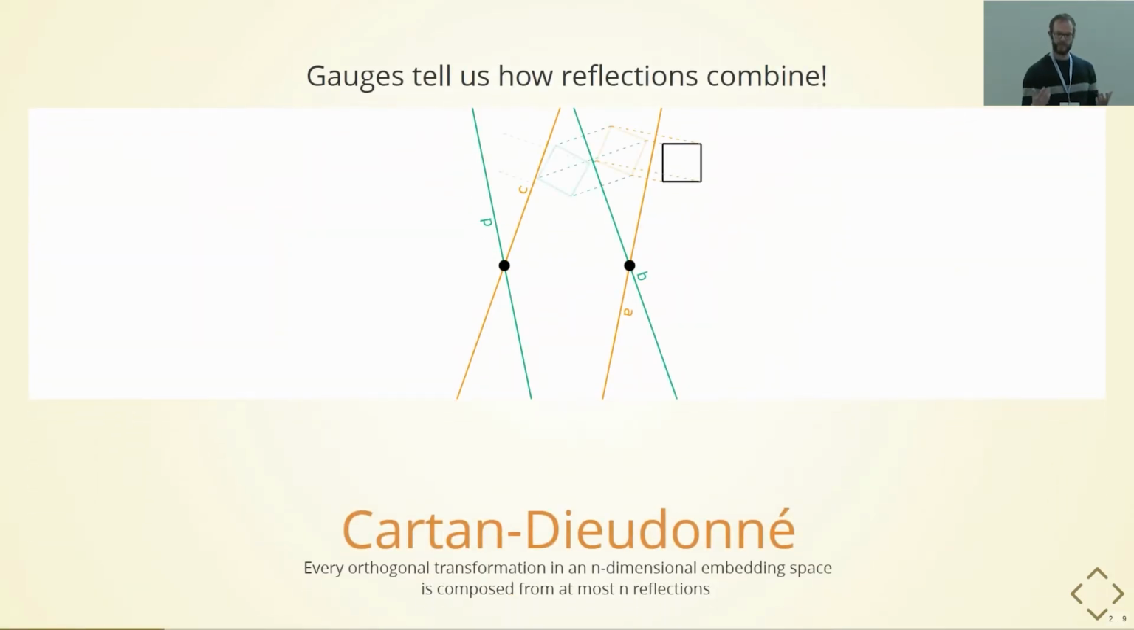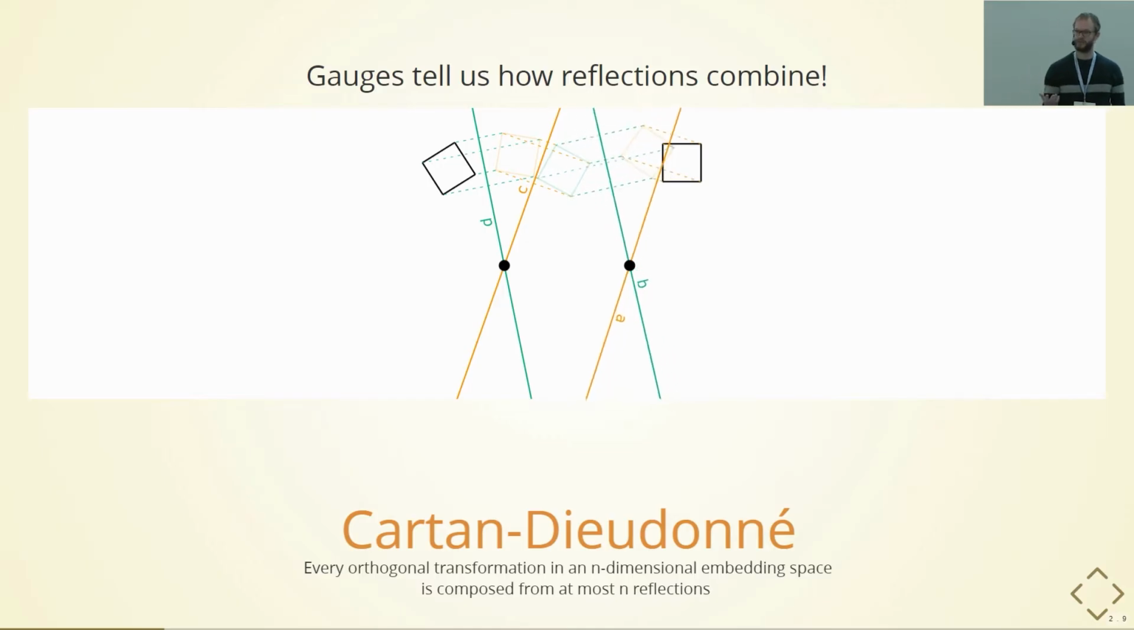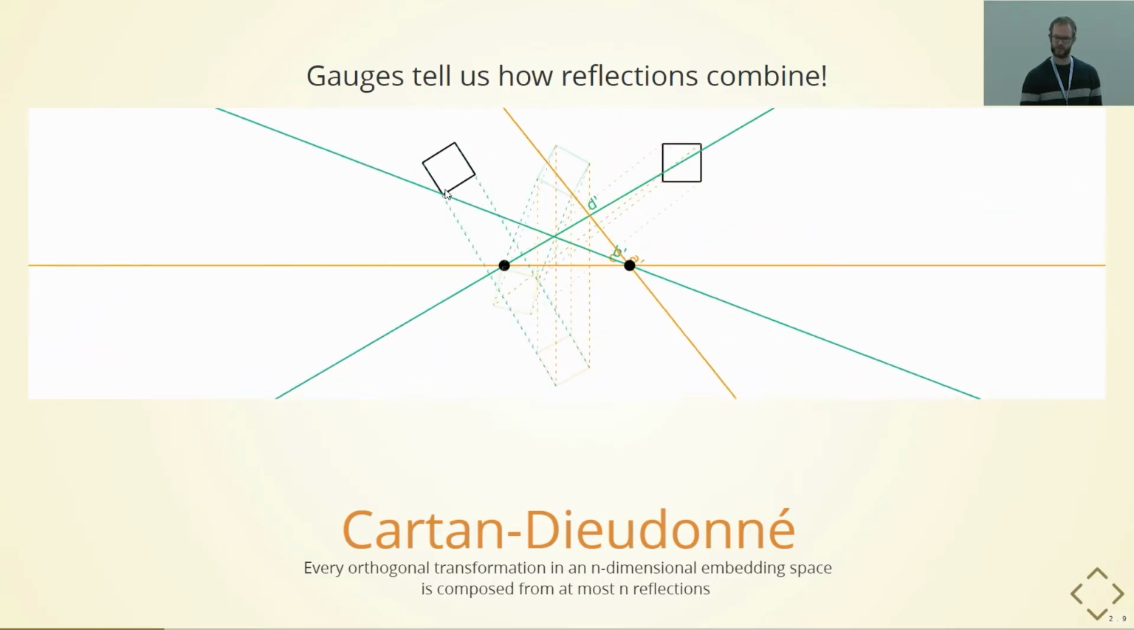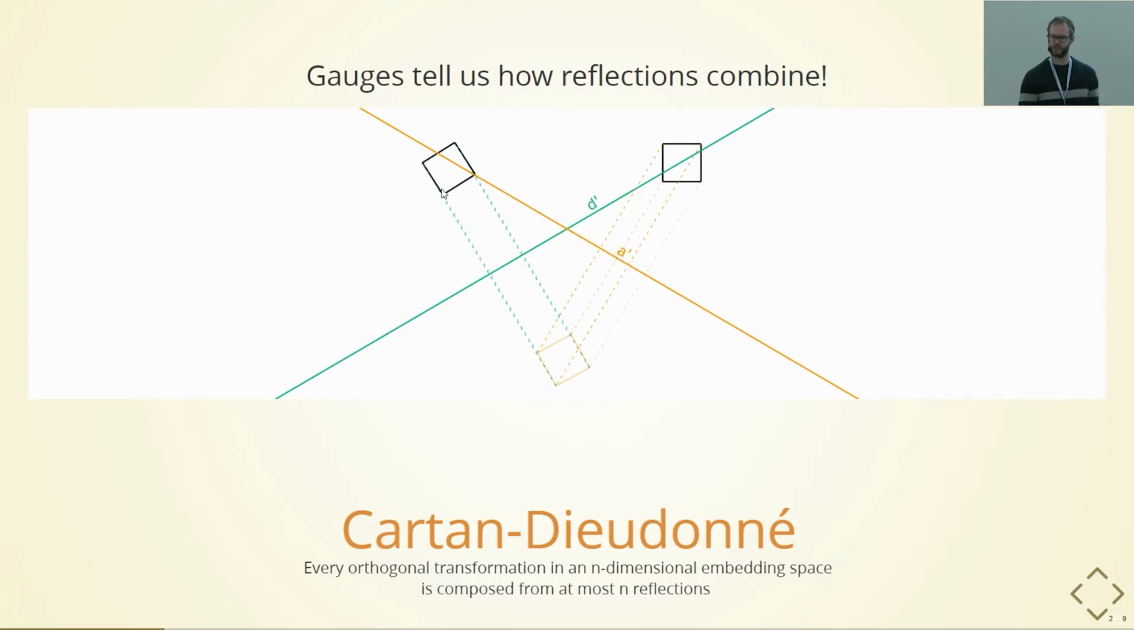Why am I telling you about these geometric gauges? Because they tell us how reflections combine. So if I take my square here and I reflect it 4 times, it turns out that that is actually the same as just doing 2. I'll let that play out again and explain what's going on.